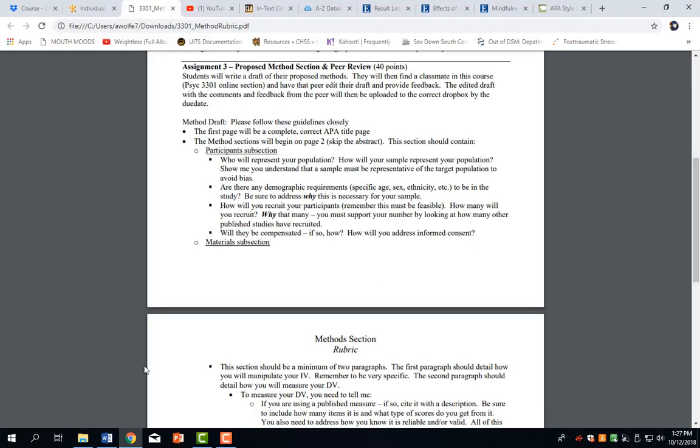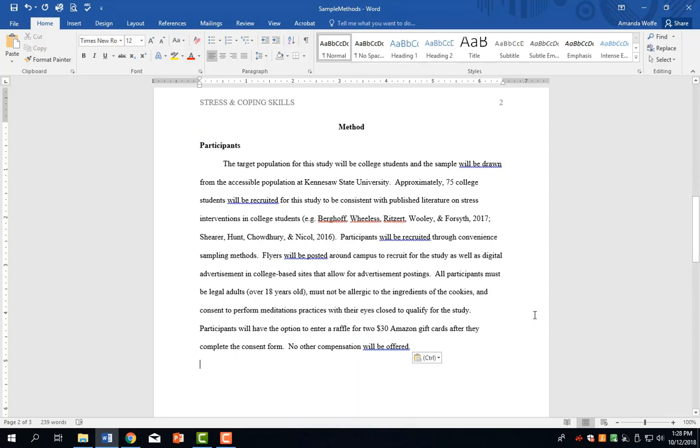The other questions on my rubric are about demographic requirements, how they will be recruited, and how they will be compensated. So here's what I've written. The participants will be recruited through a convenient sampling method. Again, this shows me that you understand that you don't have access to doing random samples of college students.